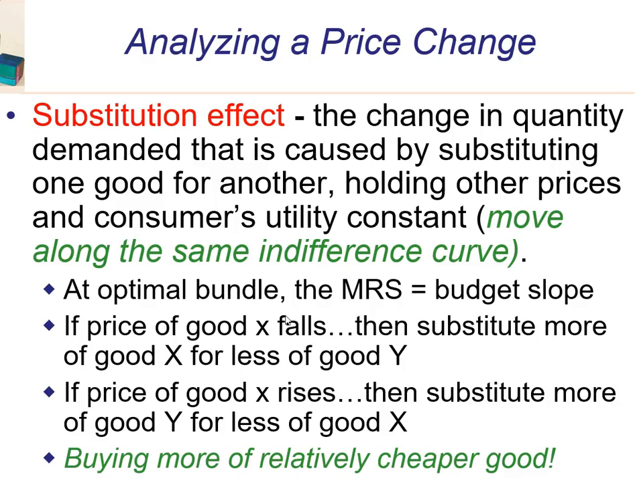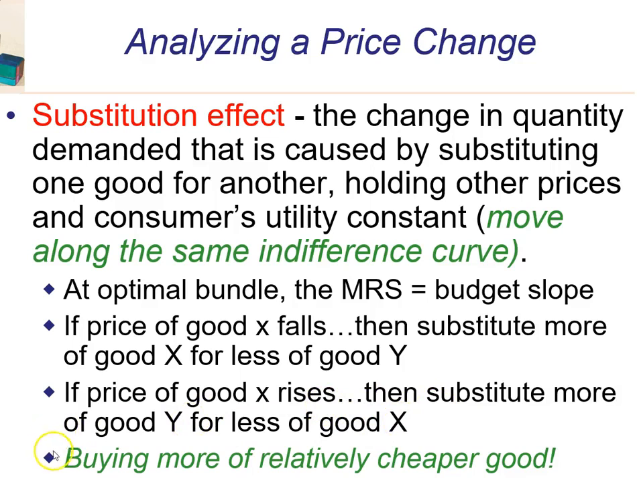Recall that your optimal bundle is where the MRS is going to be equal to the budget's slope. MRS, of course, is the slope of the indifference curve. If the price of a competitor's good falls, then consumers are going to substitute more of good X and, of course, use less of your good Y. Or the price of a competitor's good could rise, in which case you're going to substitute more of good Y and use less of good X.